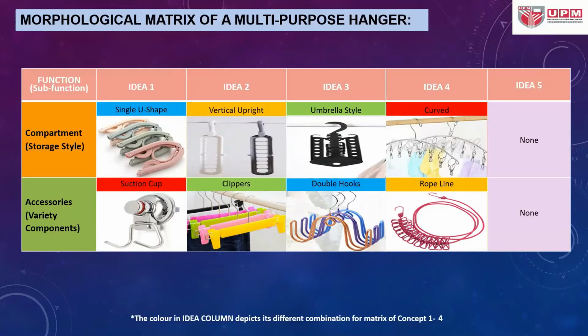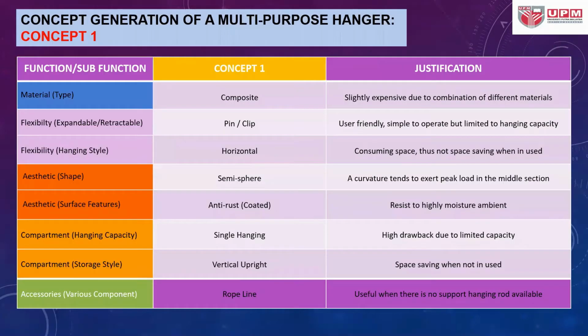Okay, based on these ideas, we generate our concept design. Our concept design comprises 4 types of concept. Let's go to concept number 1. Okay, this is the concept number 1. The concept number 1 for the subfunction and function consists of first composite, second pin and clip, horizontal, semisphere, anti-rust or coated, single hanging, vertical upright, and rope line.